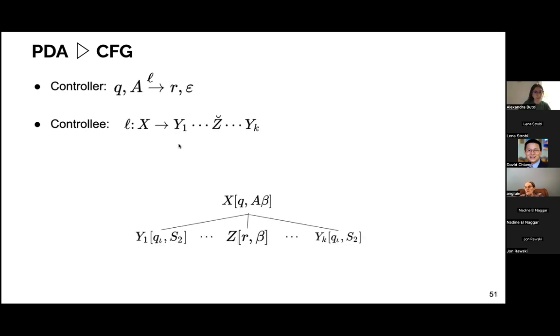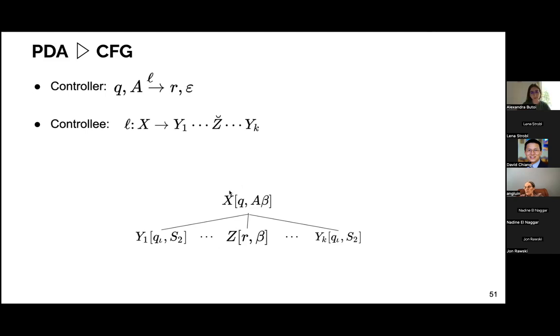The next case is when the controller has a transition from Q that pops A, scans L, goes to state R, and pushes nothing. And the controllee has, again, a rule labeled with L that has multiple symbols on the right-hand side, and among them there is one distinguished one. And the tree that is generated is the one shown on the slide.